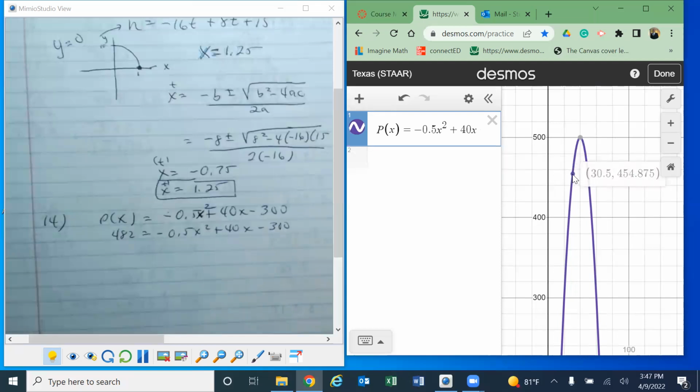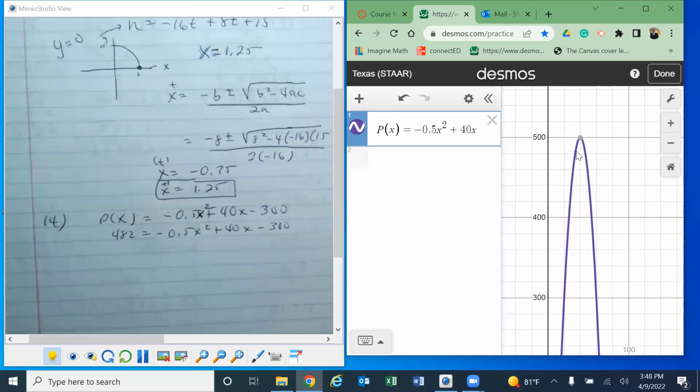All right, so I'm looking for when it's 482. Notice how I'm doing this. So you can sell 34 shirts. Now, wait a minute. What if I went over here? Could I make 482 here too? Yes. So I could sell 46 shirts, or I could sell 34 shirts.